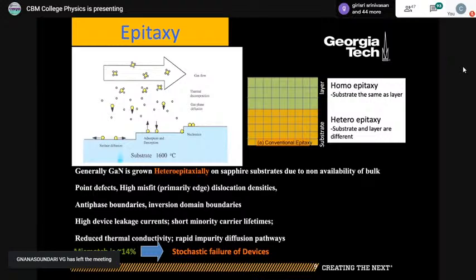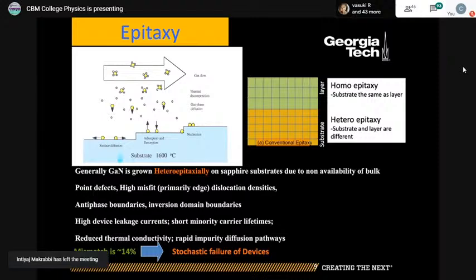Generally gallium nitride is grown heteroepitaxially on sapphire substrates due to the non-availability of bulk gallium nitride substrates. Even though we have a few bulk gallium nitride substrates, they are very, very expensive. A 1 centimeter by 1 centimeter gallium nitride bulk substrate costs around 8,000 euros. So it's very expensive, and we end up with a highly defective material. We have a lot of point defects, misfit dislocations, and large dislocation densities. There will be anti-phase boundaries and inversion domain boundaries also in this material.